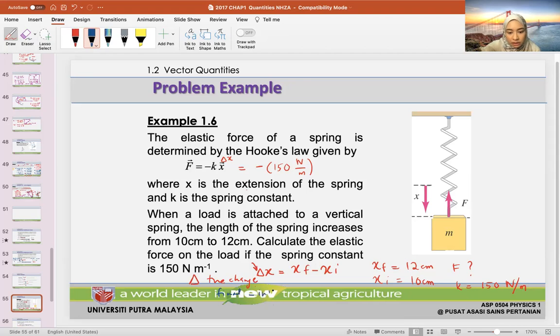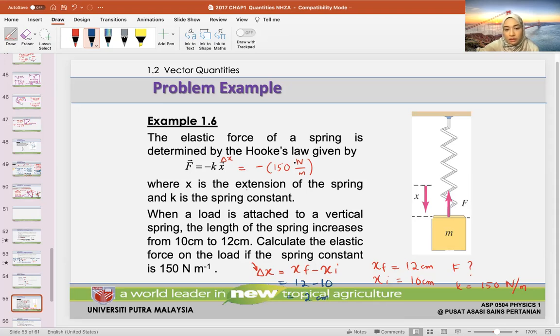Final minus initial. Kalau ada lecturer yang cakap terbalik pada sini, dia salah. This is physics, physics punya convention. The change is always final minus initial. Okay, so delta X is equal to X final minus X initial. So this will give me 12 minus 10. And this is 2 centimeter.